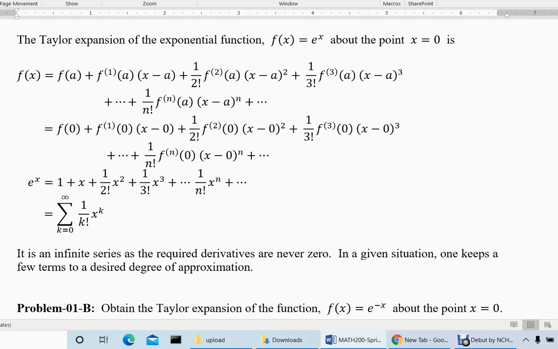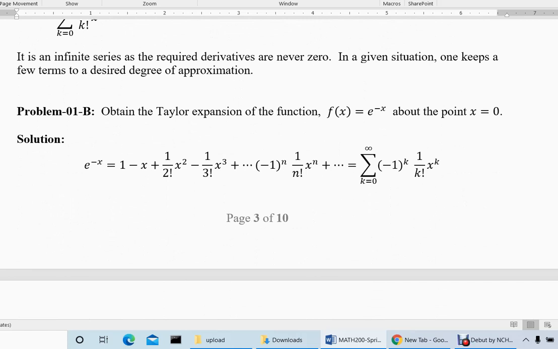Now in a physical situation, in your engineering and physics problems and certain types of maths problems, you will take 1, 2 or 3 terms from the Taylor expansion. So this is the Taylor expansion for the exponential function. You can do an exercise for e power minus x about the point x equal to 0. You will get alternating signs. You will get 1 minus x plus 1 over 2 factorial x square minus 1 over 3 factorial into x cube, and like that. And in sigma notation, it will be written like this, minus 1 power k into 1 over k factorial x power k going from 0 to infinity.